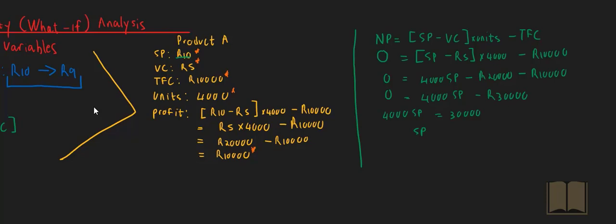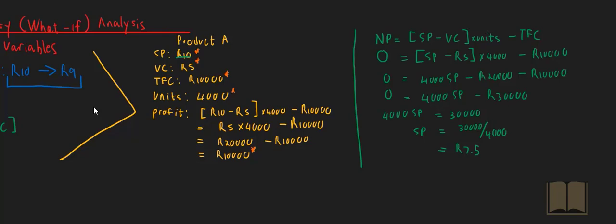Therefore, the selling price per unit can drop to a value that is calculated by taking the 30,000 Rand divided by the 4,000 units. So your selling price per unit is 7 Rand 50, which means that your selling price per unit can drop by 2 Rand 50 before you start making a loss. It can drop by 25%. Anything more will result in you making a loss.